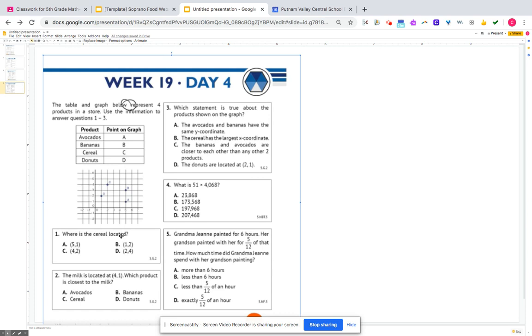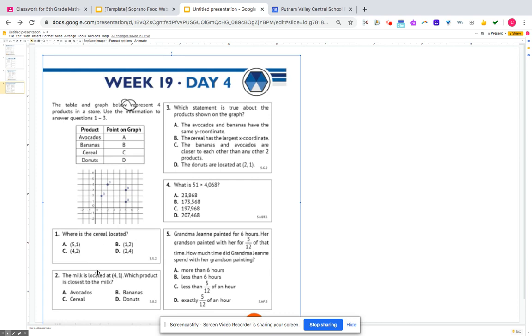So if we look at point C, we could see point C is 2 units to the right. So we're going to right and up 4, giving us a coordinate pair of 2, 4. So point C is at 2, 4.